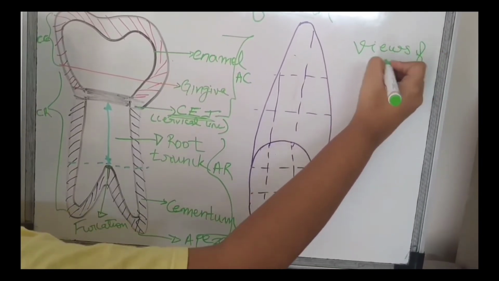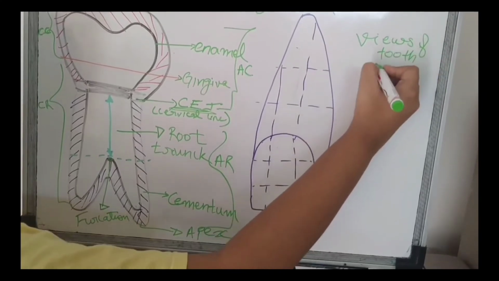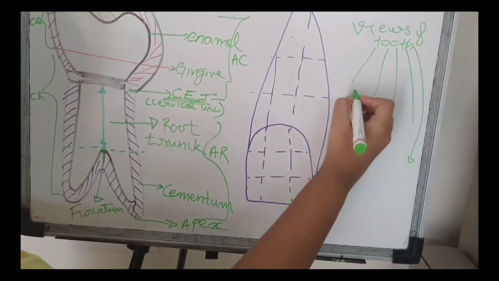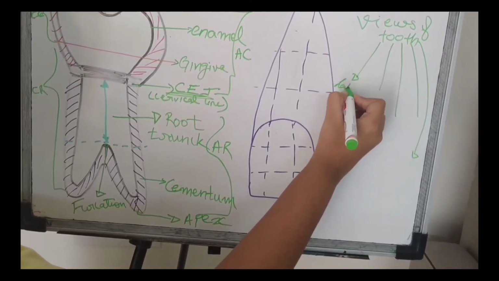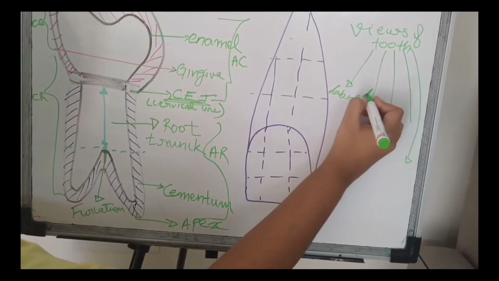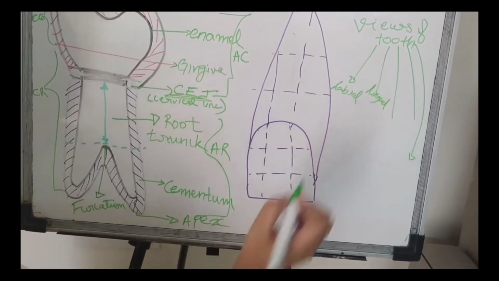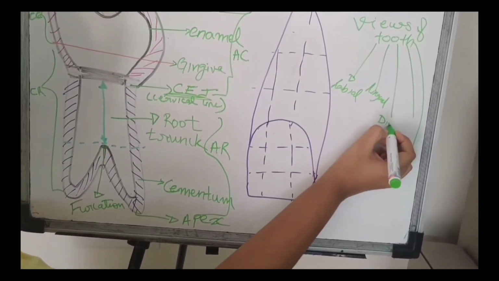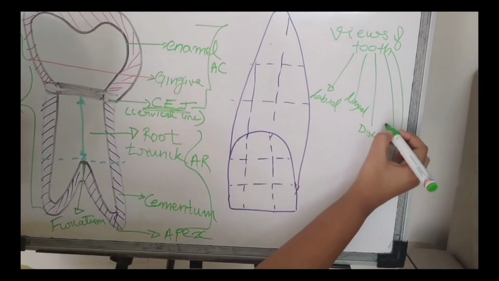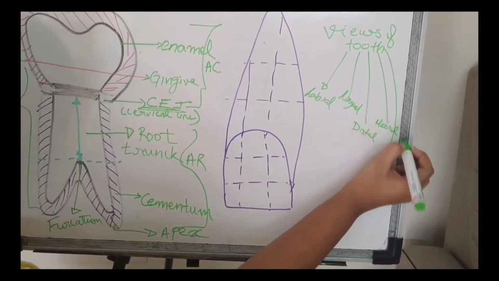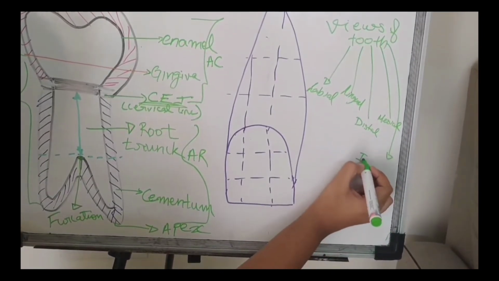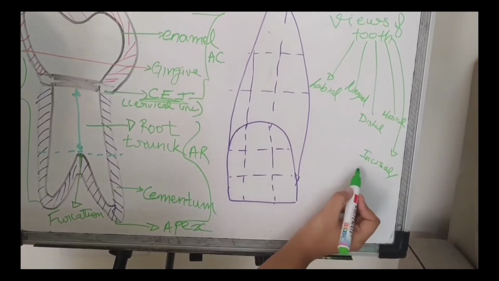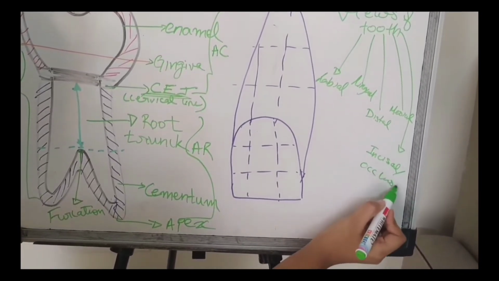There are 5 views for any tooth. Let's see what those are. You can also say aspects. So this first one is the labial aspect, which I have drawn just now on the diagram. Then we have the lingual aspect, that is the behind, back one. And then we have distal and mesial aspect. And this last one, near the incisal edge, we will have the incisal or occlusal surface.